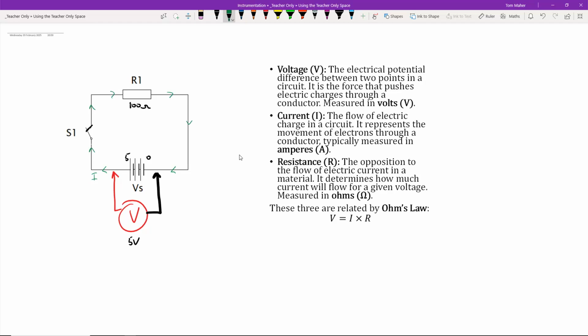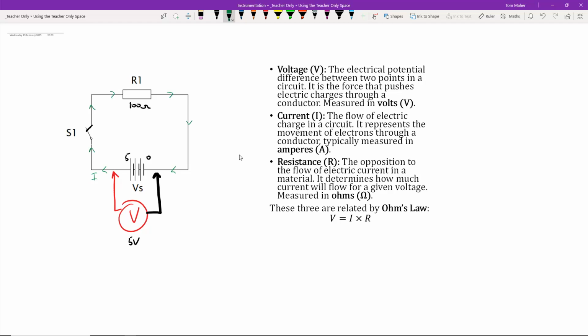We measure, as I said, voltage across components. We talk about voltage drop across components. Components have a resistance, and when we talk about current, we talk about current flowing through the components. So the current will flow through the resistor here.